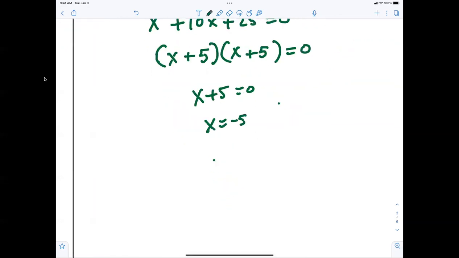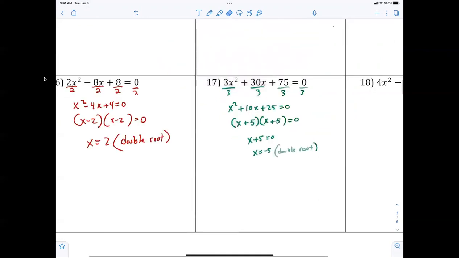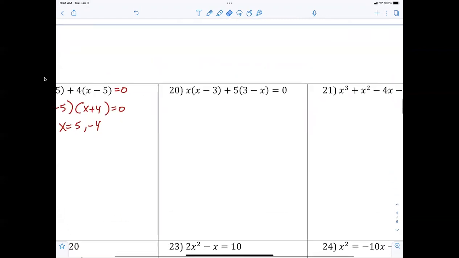Negative 5. And right next to that, I just want everybody to write down that's called a double root. I want everybody to write that, double root. They call it a double root because the solution occurs twice. All right, let's take a look now at 20. Please, everybody take a look at 20.